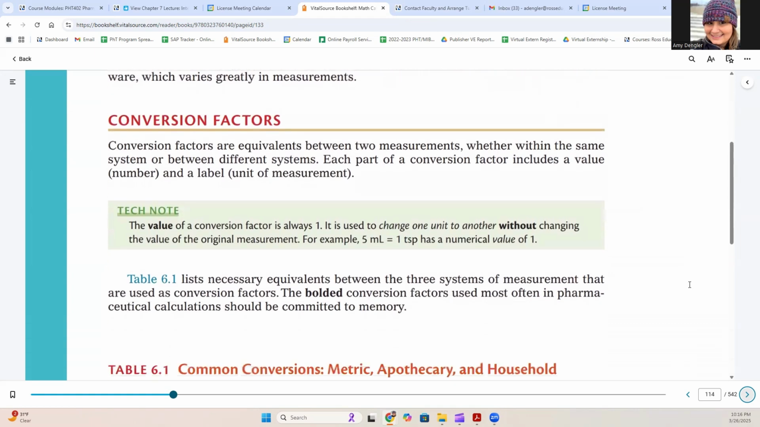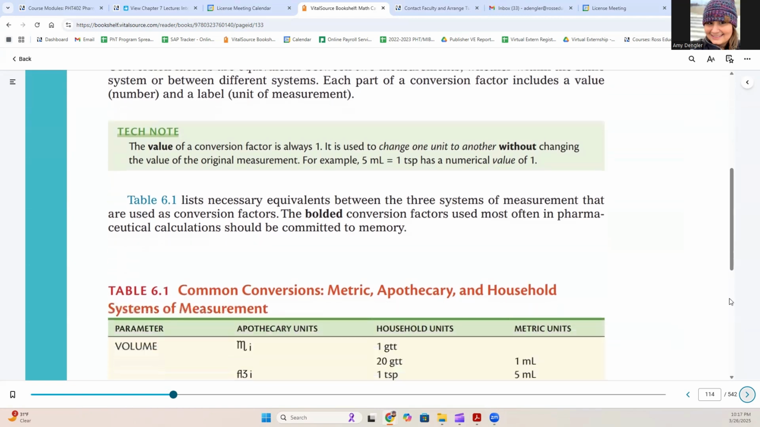Conversion factors are equivalents between two measurements, whether within the same system or between different systems. Each part of a conversion factor includes a value, which is a number, and a label, which is a unit of measurement. The value of a conversion factor is always 1. It is used to change one unit to another without changing the value of the original measurement. For example, 5 ml equals 1 teaspoon, and it has a numerical value of 1.